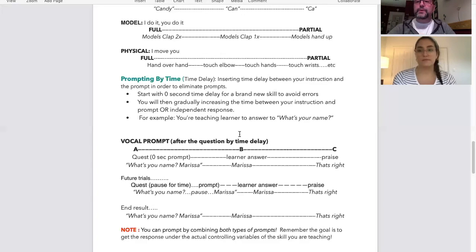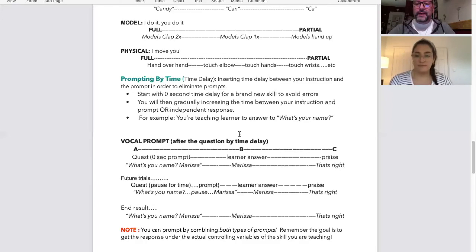On future trials, as we move further, I will increase the length of time. So let's say I'm doing it for 5 seconds. It might look like this. What's your name? Marissa. Right, your name is Marissa. Now, what you're hoping is that in between the count, and again, I'm not holding my hand up showing the learner, I'm just visually representing the pause. The idea behind the pause is you're giving the learner an opportunity to respond to the directive or the instruction.